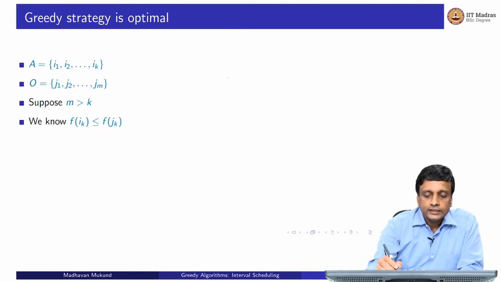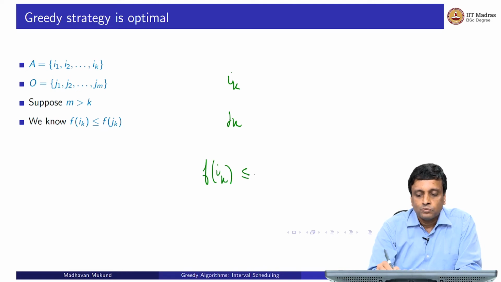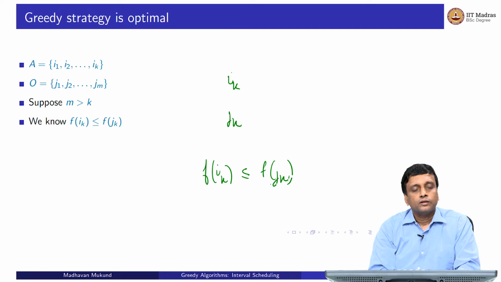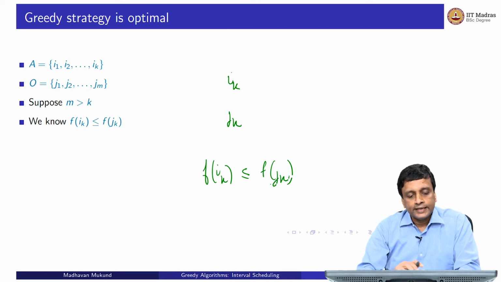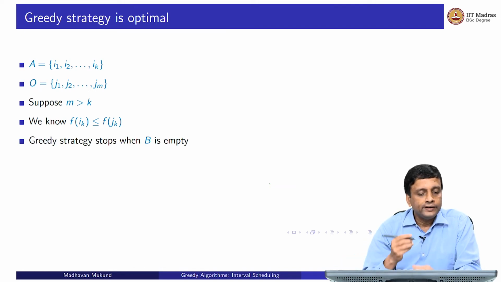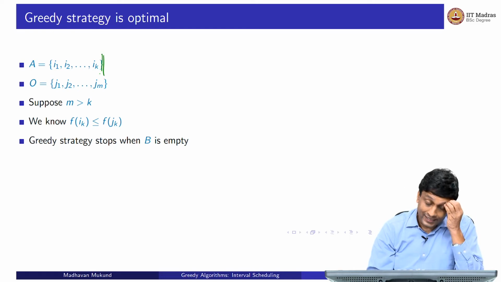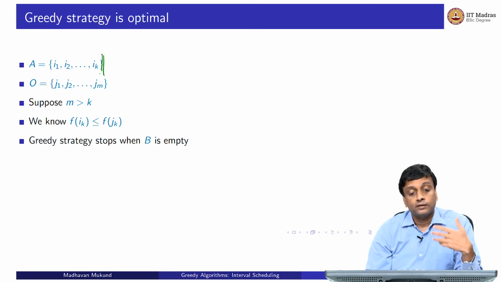When I finish at IK and I am at JK, I know that this is smaller than this. This is what we have proved. Now, if this next job is there and I am not going to add it, it means that at this point I have run out of jobs to add. So everything else is incompatible with the set I have picked. No more jobs remain, that is why I stopped at IK.